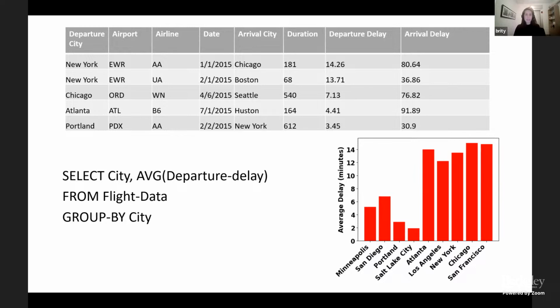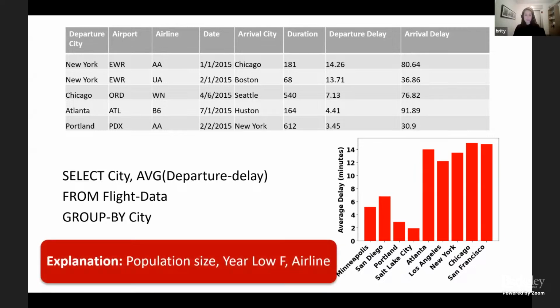So for this query, the explanation that we found was a set of three variables: the population size, which is a proxy for the air traffic. The bigger the city, the bigger the population, we get more air traffic. The year law Fahrenheit, which is again an attribute to describe the weather in the city, and the airline carrier. Intuitively, that means that in cities of the same size, with similar weather conditions, if you're using the same airline, you are expected to get the same departure delay.